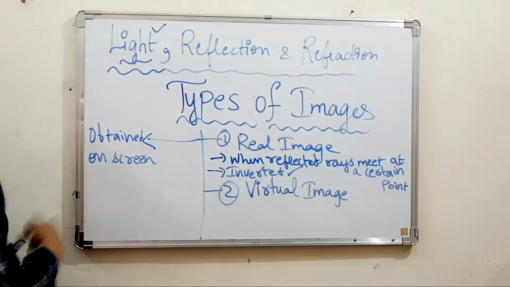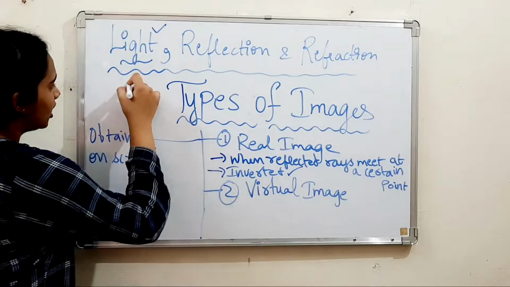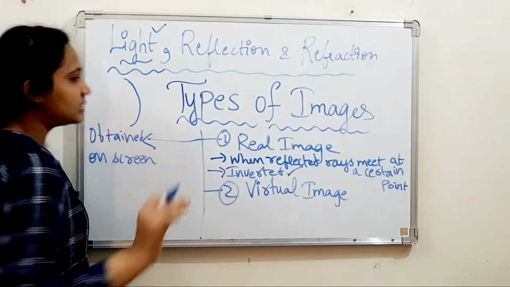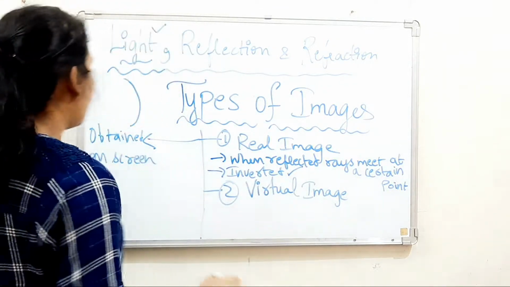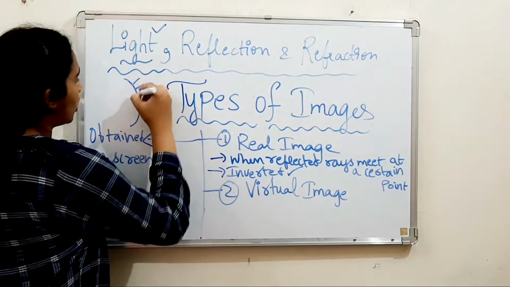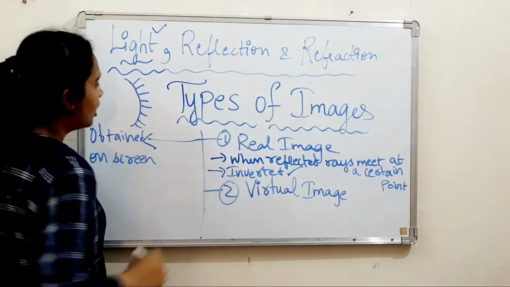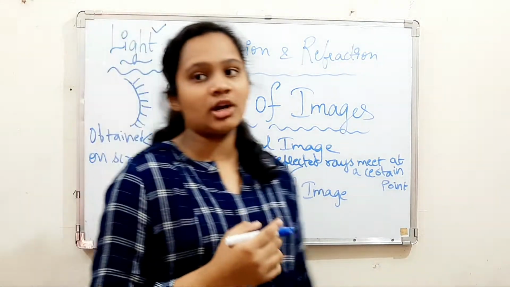Let me draw the diagram here. Suppose I'm drawing a very small diagram. This is a concave mirror. We will describe what is concave and convex also. If you have a confusion, watch this video. In an upcoming video I will be sharing the topic of concave and convex. Now this is concave. So how can you say this is concave?